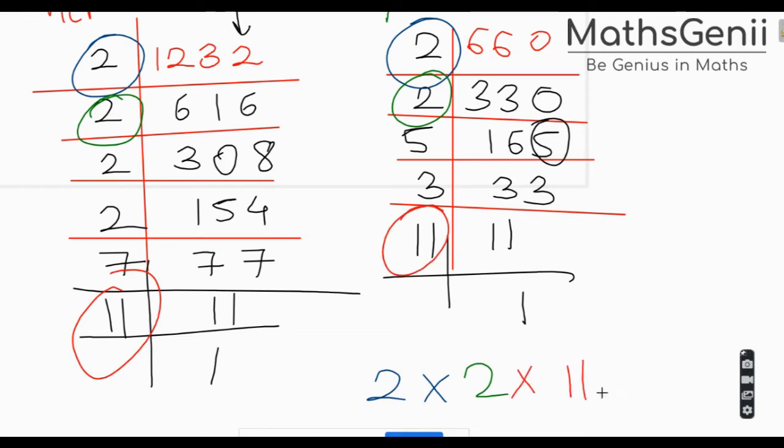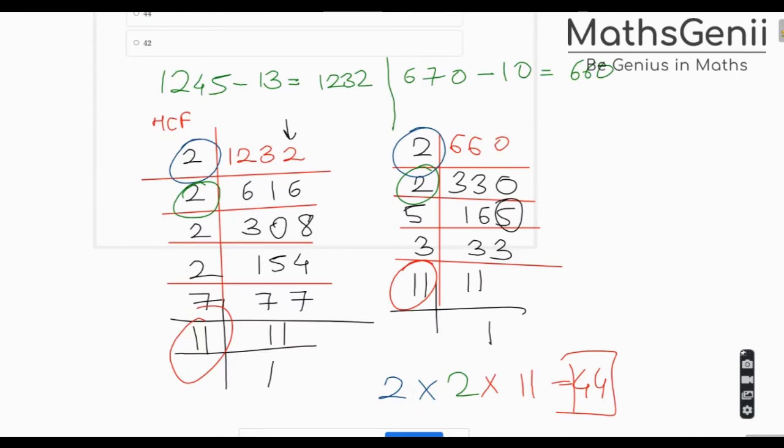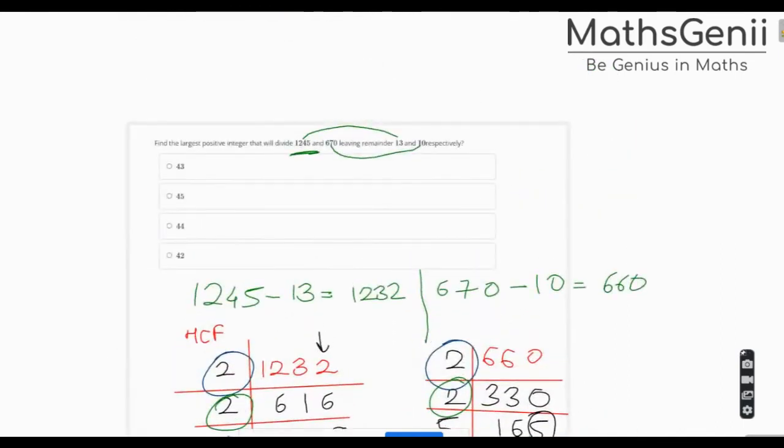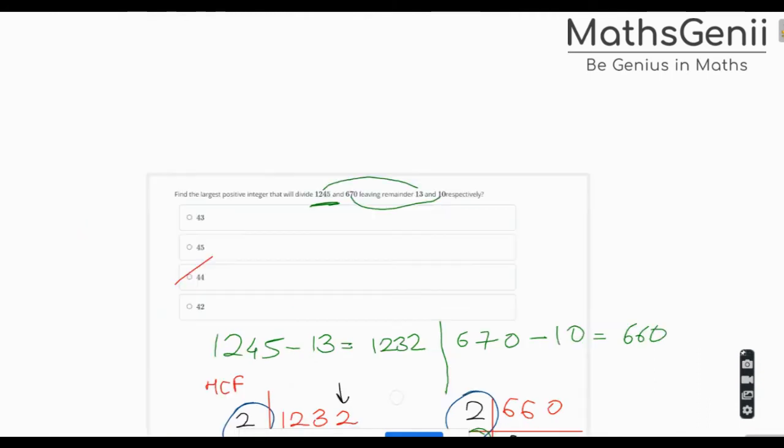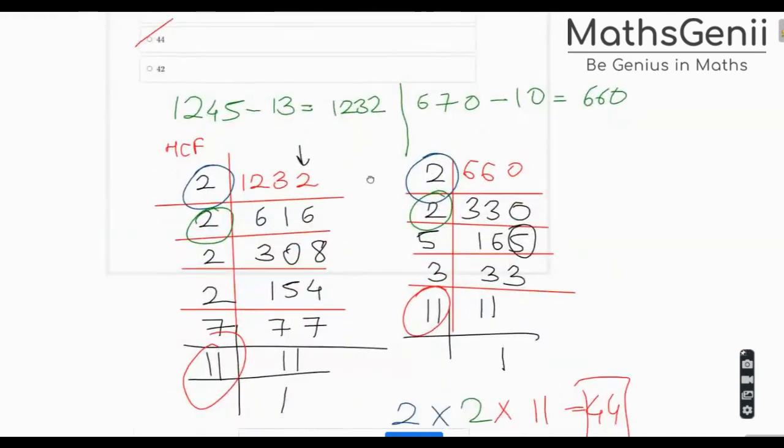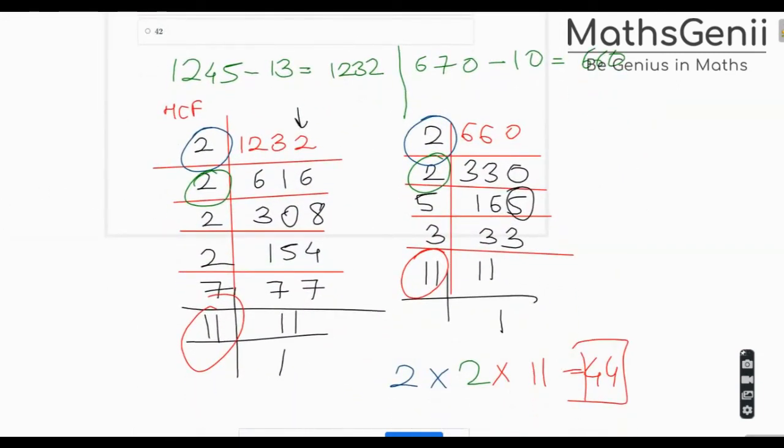So 2 twos are 4, 4 11s are 44. So your answer to this question is 44. If you want, I'm keeping this question. Okay. Next question.